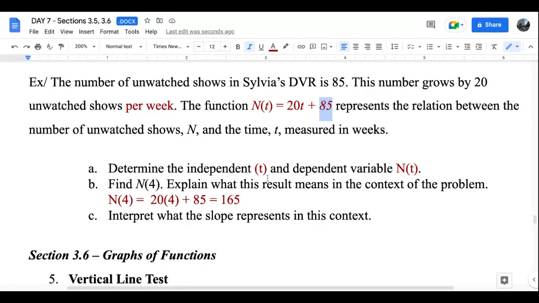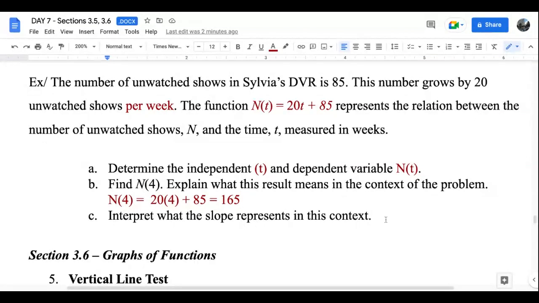So A, determine the independent and the dependent variable. The independent is t, right? Dependent is n of t. Independent means you can assign any value to it. But n of t depends on the value of t. Okay, let's find n of 4. Well, just change t to be 4 weeks. So n of 4 would be 20 times 4 weeks plus 85. That would be 165 unwatched shows.